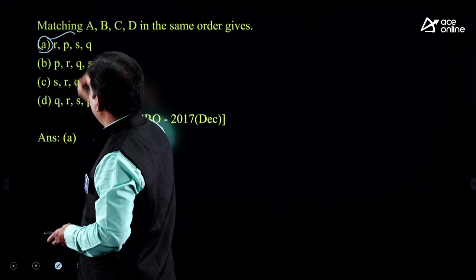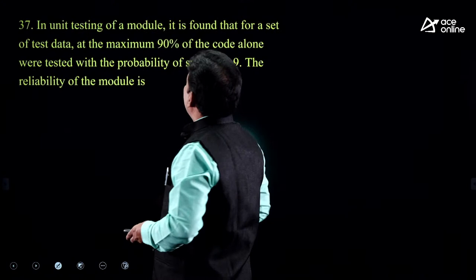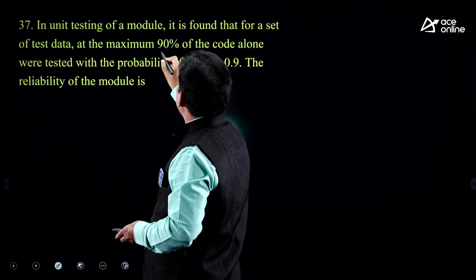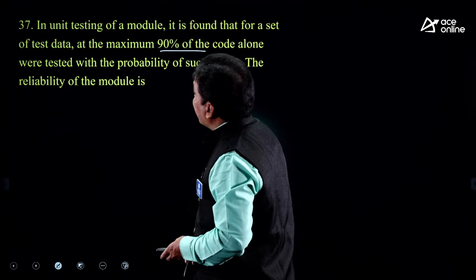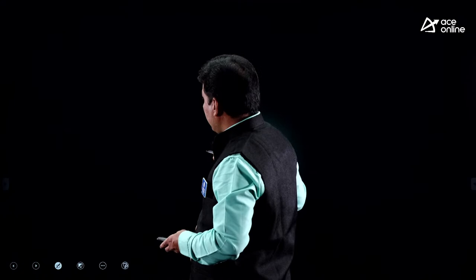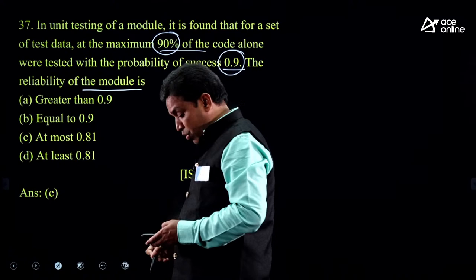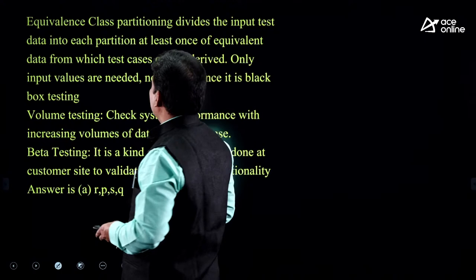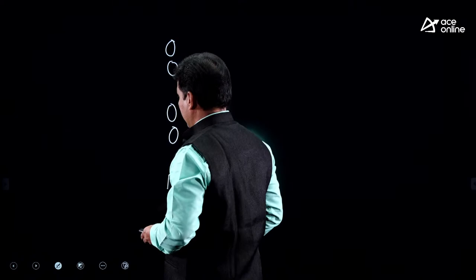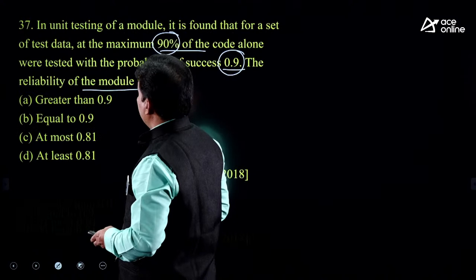A. The next one is: in unit testing of a module, it is found that for a set of tests, at the maximum 90% of the code alone was tested, with the probability of success at 0.9. The reliability of the module is what here? Let's see. The code which is tested is 90%, the probability of success is 0.9. Both the things were independent.